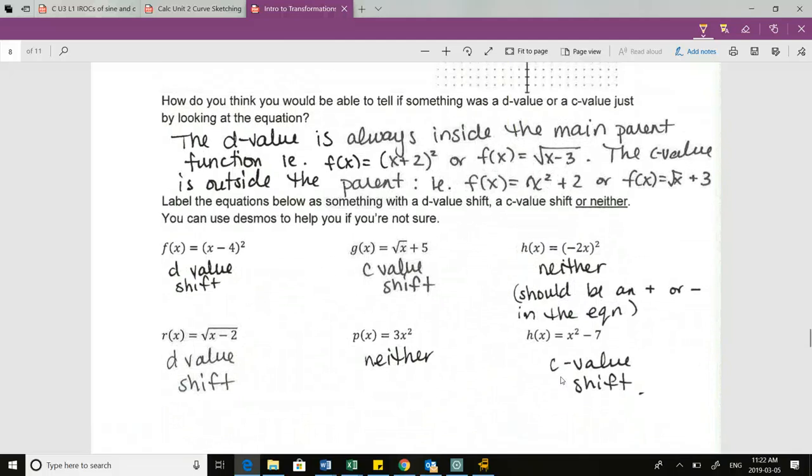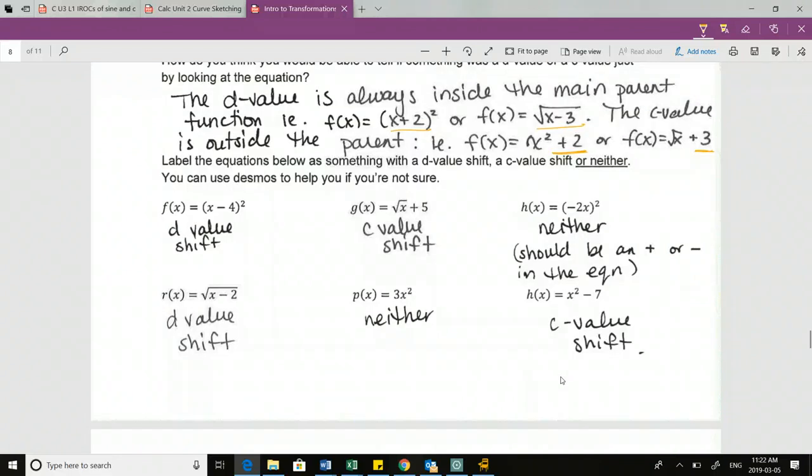Okay, almost there. So the D value is always what we call inside the main parent function. For example, this one's inside, and this one is also inside. So it's inside with the squared, or it's inside of the square root, whereas the C value is kind of like outside. So it will not be in with the squared part or under the root. Those are C values. Okay, so a couple of these we just want to identify whether they're D value or C value or neither.